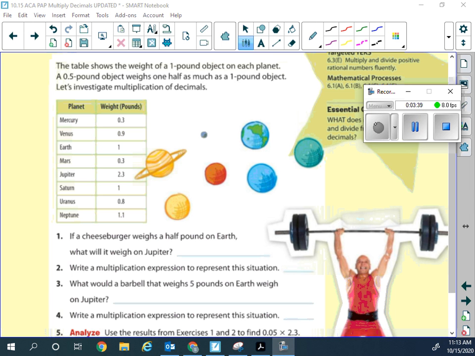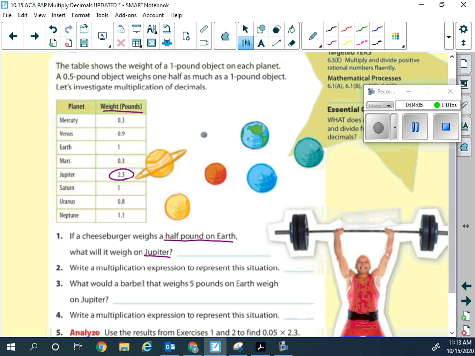It says if a cheeseburger weighs 1/2 pound on Earth, what will it weigh on Jupiter? So that means I need from Jupiter that the weight would be 2.3 pounds. So would you be heavier or lighter on Jupiter? You would be heavier, right? Because if you're a pound here, let's say you're 100 pounds here, then how much would you weigh on Jupiter? 230. Oh my, I don't need to live on Jupiter.